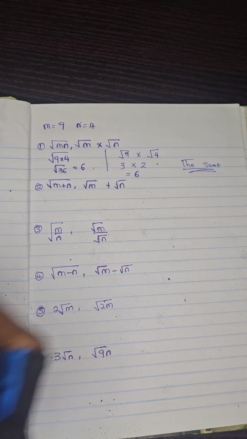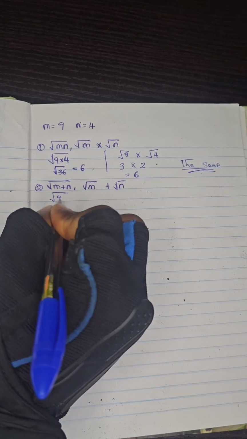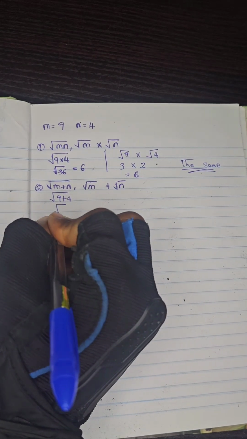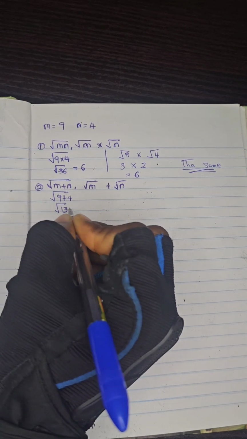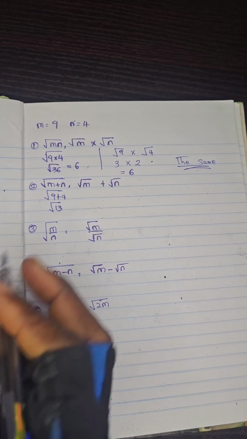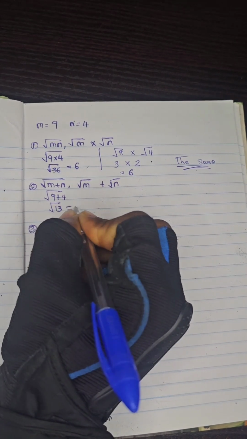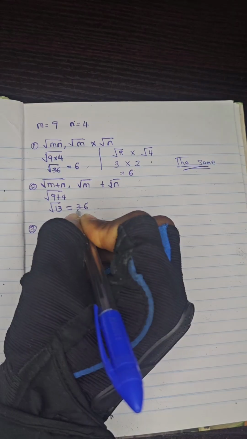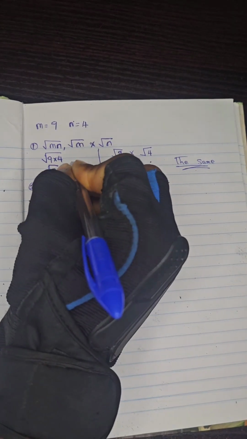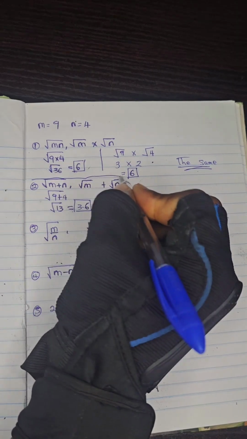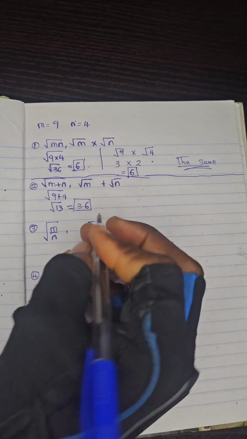Let's go to the second one. We have square root of 9 plus 4. We have square root of 13. So if we punch our calculator, square root of 13 will give us 3.6 when you use your calculator to calculate it.